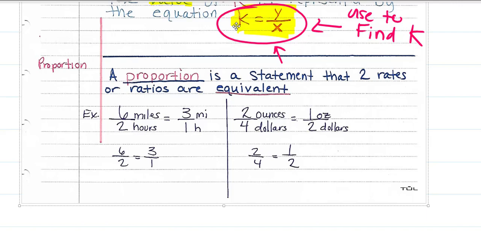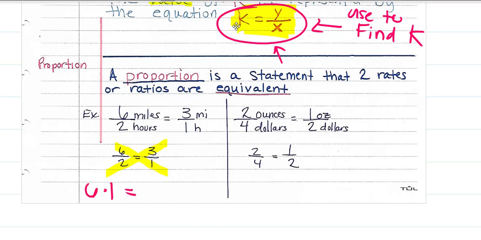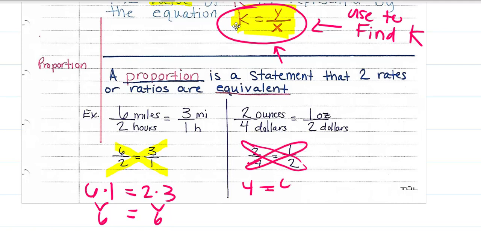One way you can check to see if you have a proportional relationship is to cross multiply, and the products should be equal. So here, if I multiply 6 times 1, it should equal 2 times 3. They do, they both equal 6. And so this is a proportional relationship. Same thing on the other side. If I multiply 2 times 2, I get 4, and 4 times 1, I'm also going to get 4 on this side. This is a proportional relationship, a proportion.